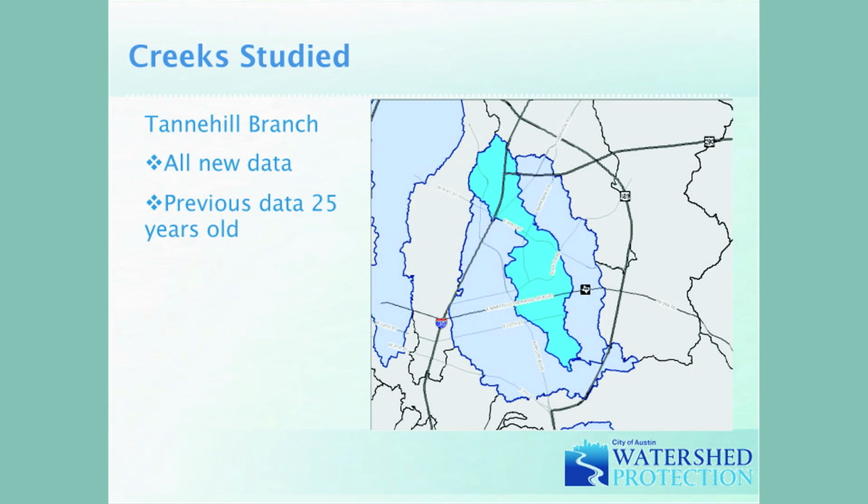Tannehill Branch watershed, right in between Boggy and Fort, right smack in the middle. The Mueller development is within the Tannehill Branch watershed. And it flows into Boggy Creek as well. Again, Tannehill, all new data. 25-year-old data. Bits and pieces of it have been updated, but we wanted to do an overall improvement to that study. So that's what we created for Tannehill.